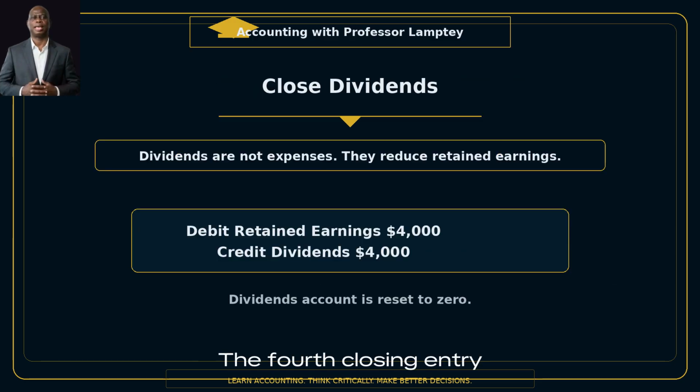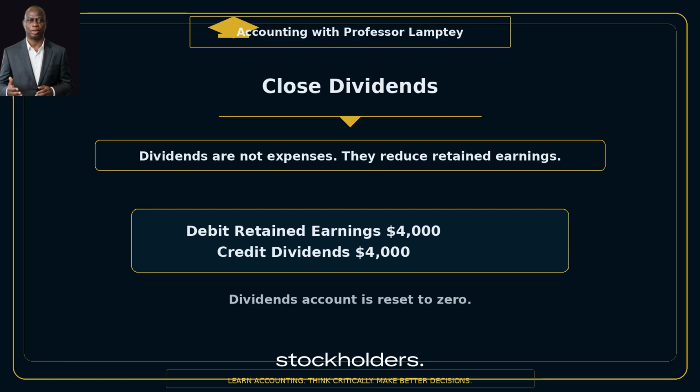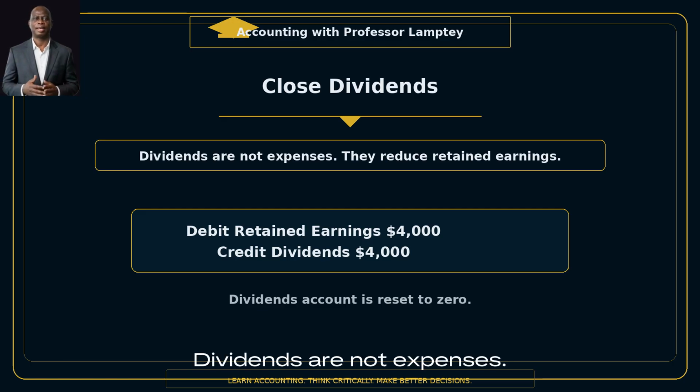The fourth closing entry closes dividends. Dividends are distributions to stockholders. Dividends are not expenses. They reduce retained earnings, but they do not reduce net income. Assume the company paid dividends of $4,000. The closing entry is debit retained earnings, $4,000, and credit dividends, $4,000.